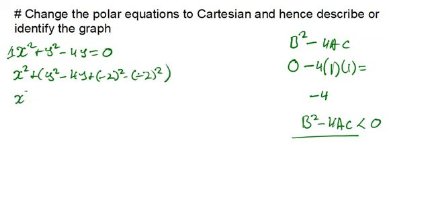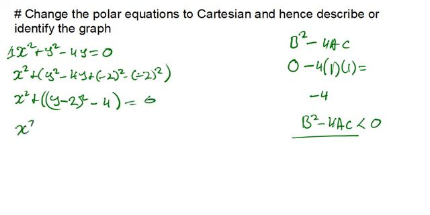So I'm going to have x squared plus open bracket y squared minus 4y plus minus 2 squared minus 2 squared, close. So that would be x squared plus open bracket y minus 2, squared, minus positive 4. This is equal to 0.